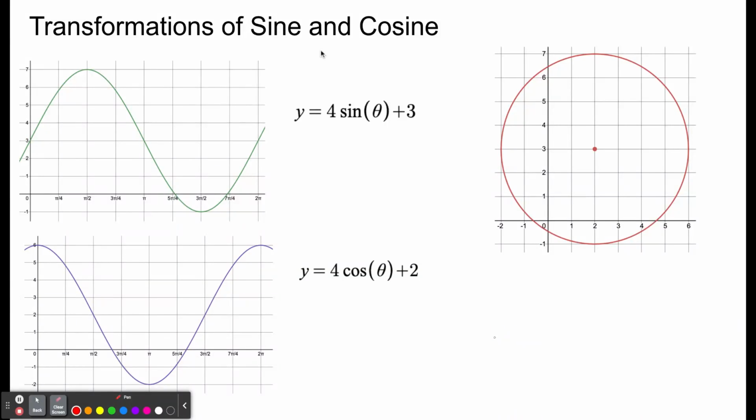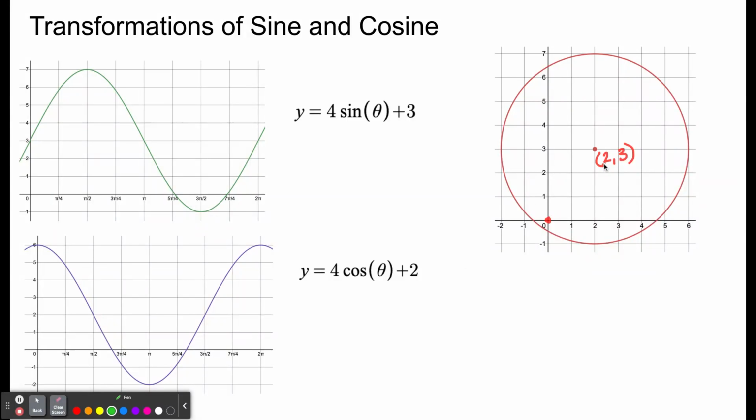Okay, in this video, I'm going to talk about transforming the graphs of sine and cosine. But I'm going to talk about their connection to the unit circle. So let's look at this circle right here. The unit circle generally starts at the point 0, comma 0. This circle has been translated right 2 and up 3. So the center of this circle is the point 2, comma 3.